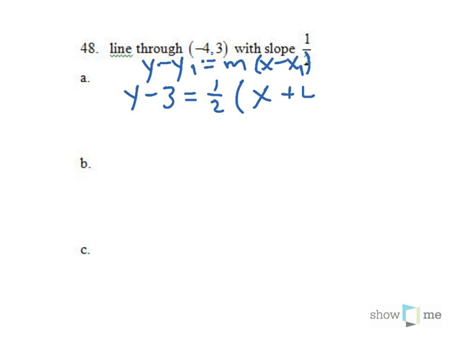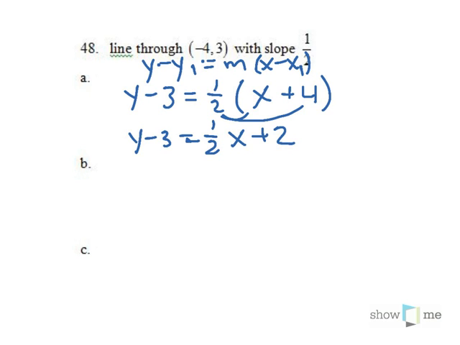When I put in -4, it turns into +4. There's my equation in point-slope form. To put it in slope-intercept form, I need to get y alone. So I'm going to start by distributing. Y minus 3 equals 1/2 x plus 2. I distributed my half all the way through.